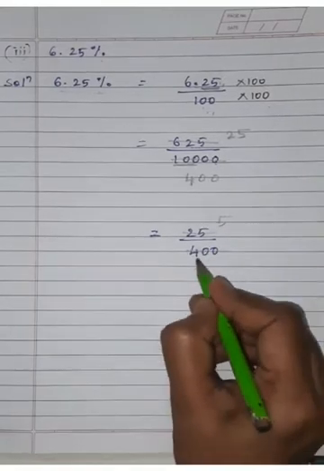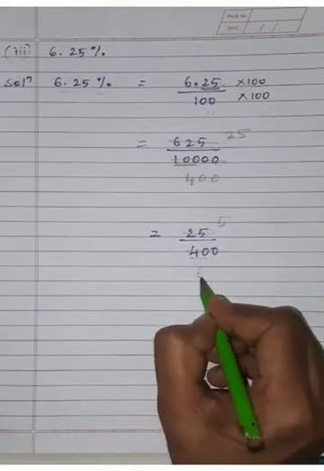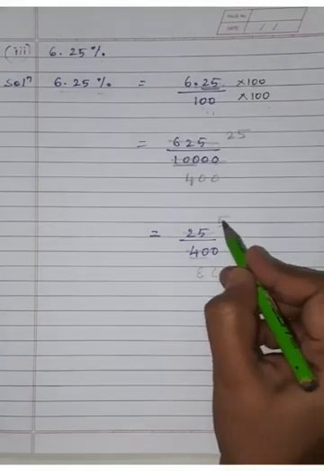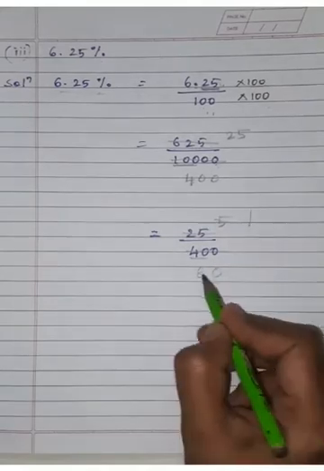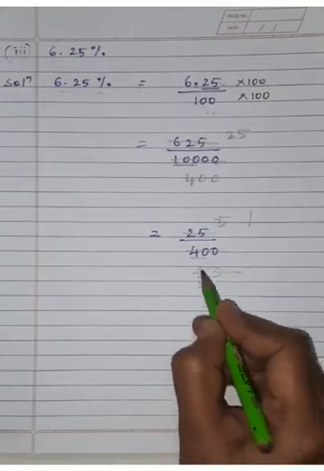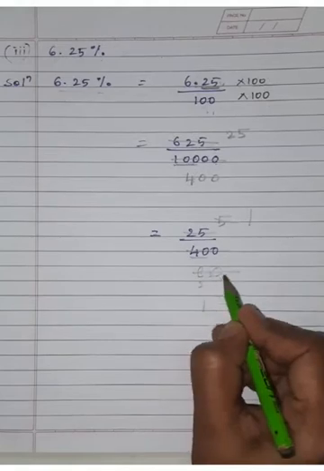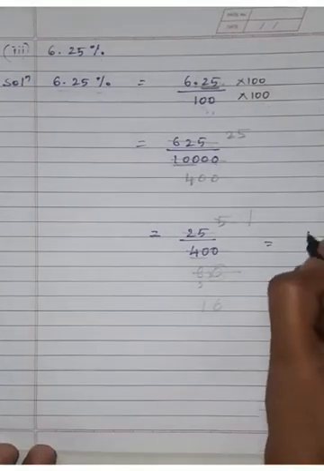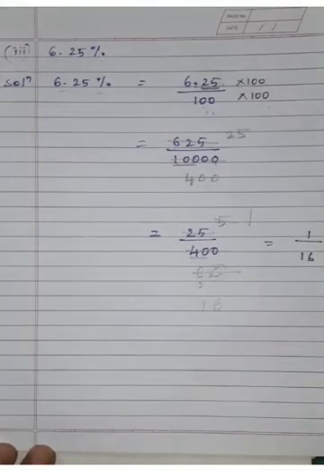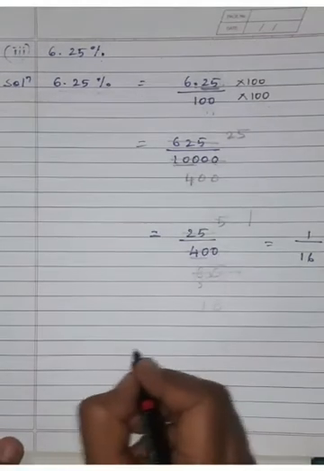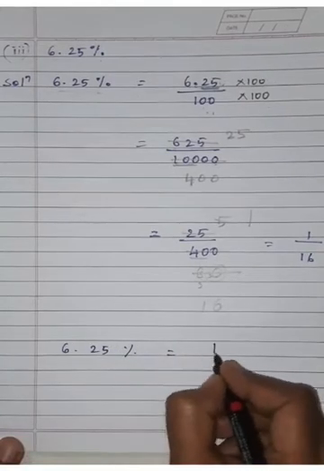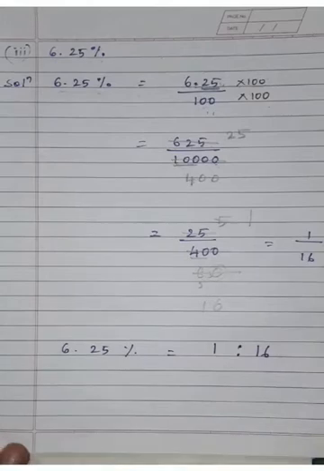Here 5 8s are 40, 5 zeros is 0. Then again, children, we can go for reduction. 5 1s is 5, 5 1s is 5, 8 minus 5 is 3. So here we are getting 30. So 6 5s is 30. Okay. So we are getting here 1 upon 16. Therefore we are getting 6.25% is equal to 1:16, our final answer.